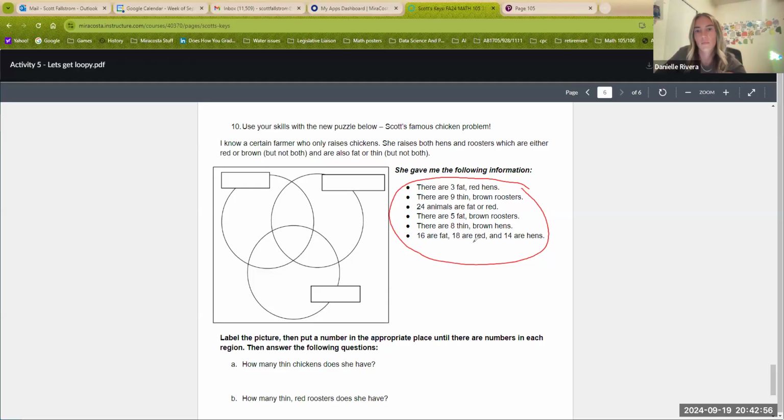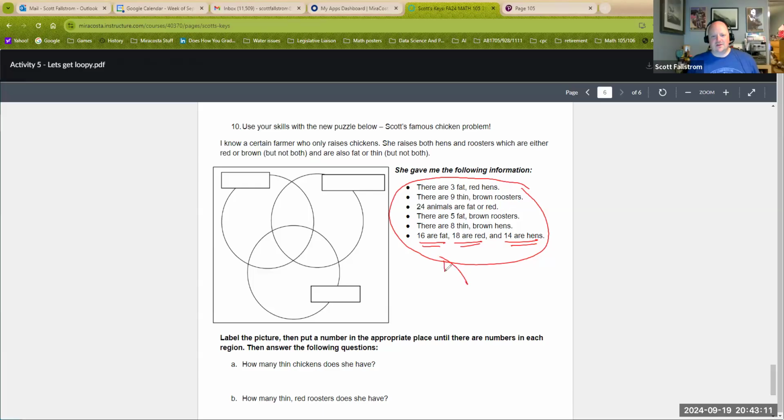Yes. All right, just point it out, because the other ones are very specific, like 8 thin brown hens, fat brown roosters, right? So those are very specific. But these 3 pieces right here are huge because they give you a lot of clues. They also might help you decide what to put as your labels. So what might we put as our labels based on that?